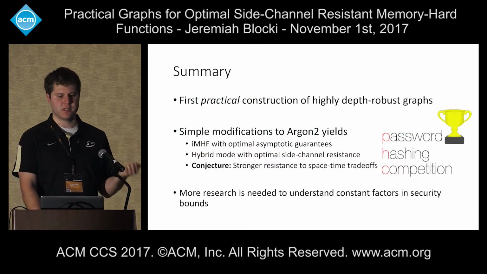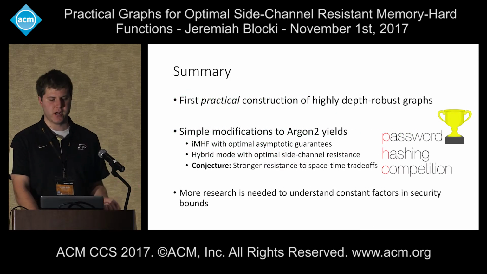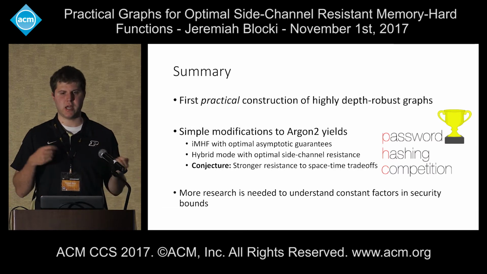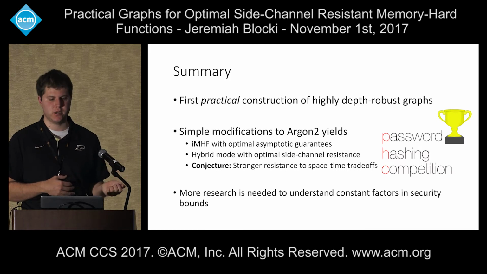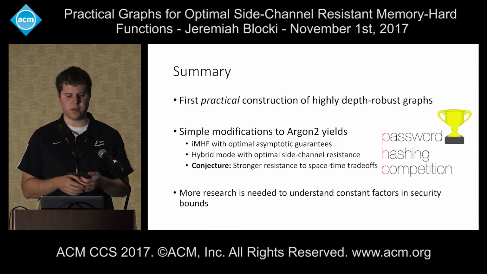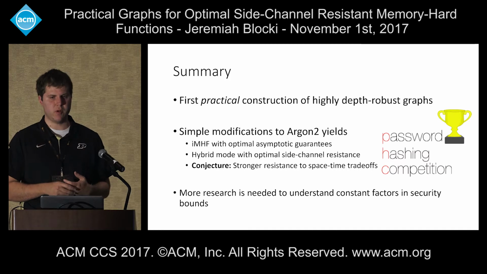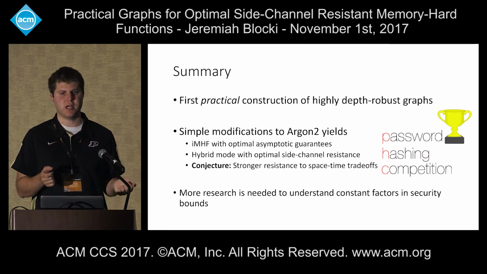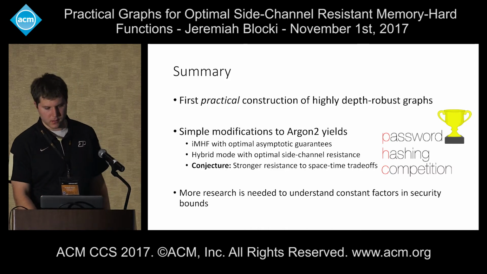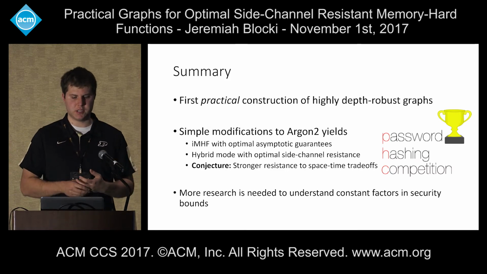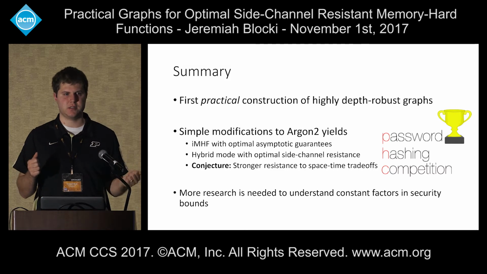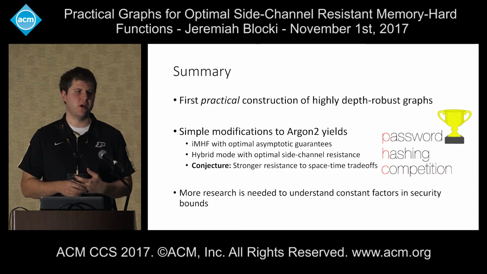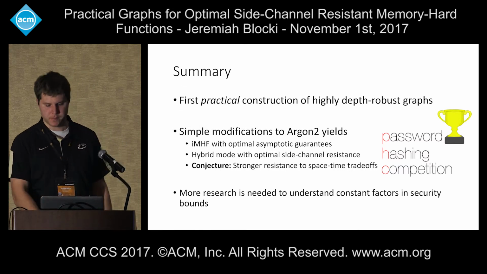So in summary, we give the first practical construction of highly depth-robust graphs. It's just a simple modification to Argon2, and we get an iMHF with optimal asymptotic security guarantees. We get a hybrid mode with optimal side channel resistance, and we actually conjecture that it will yield tighter resistance to space-time trade-off attacks as well. Of course, more research is needed to understand the constant factors in these security bounds. That's one of the big open challenges that I hope people will start to work on.